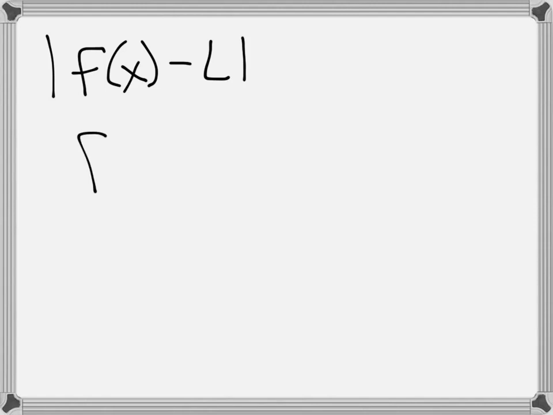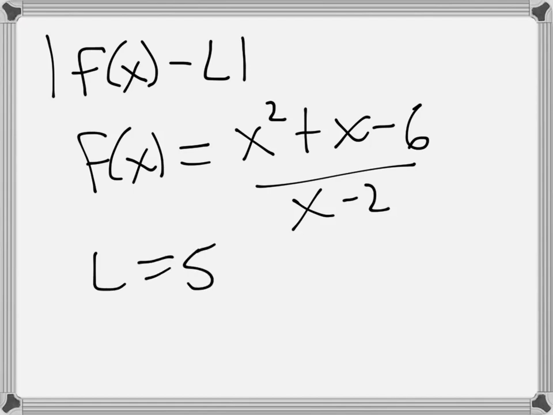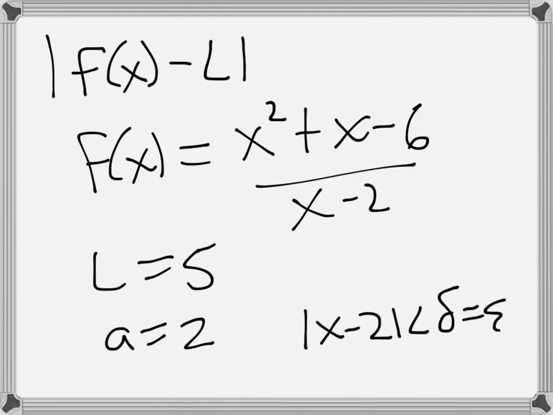So in our problem, f of x is x squared plus x minus 6 over x minus 2. Our L is 5, and our a is 2. So we're starting with the fact that x minus 2 is less than delta, which was equal to epsilon. So we can really already say that x minus 2 is less than epsilon, because we chose them to be the same. So I'm doing the proof now, not the beginning part. I know that delta should be epsilon, and I'm going to start with the expression f of x minus L, and keep changing it until it's less than epsilon.